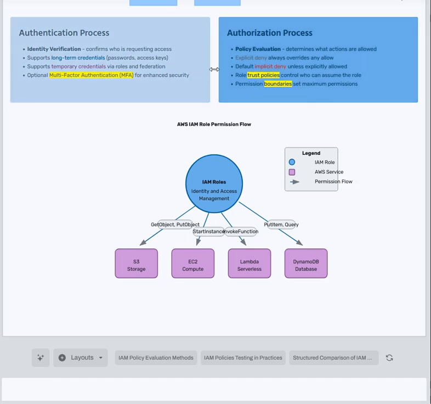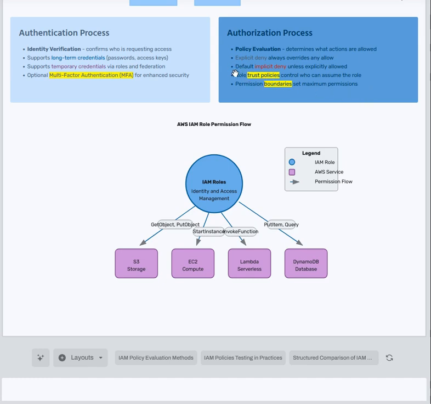Once you are authenticated, policy evaluation determines what actions are allowed. Explicit deny always overrides any allow, right? Default implicit deny applies unless explicitly allowed, right? Role trust policies control who can assume the role. Permission boundaries set the maximum permissions.